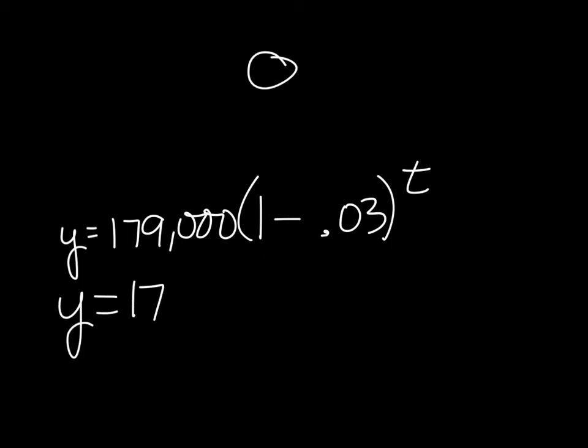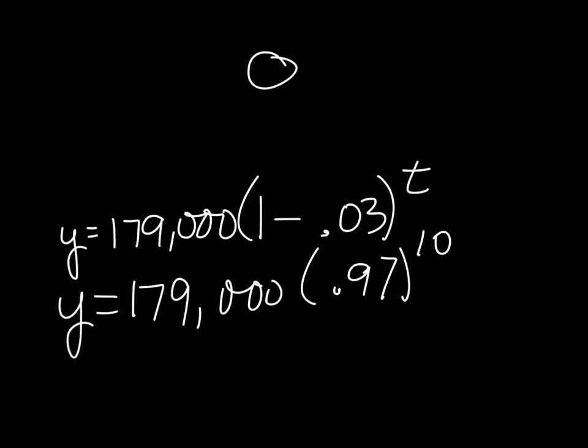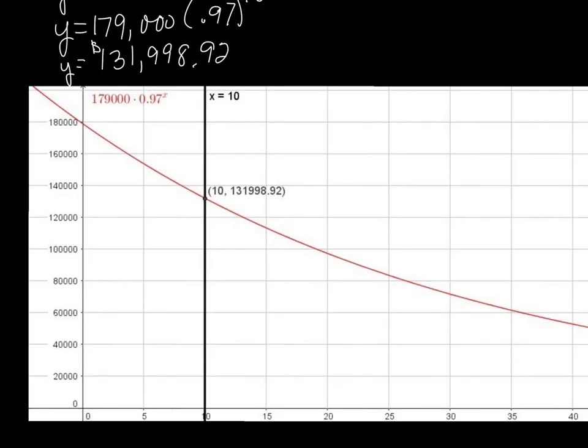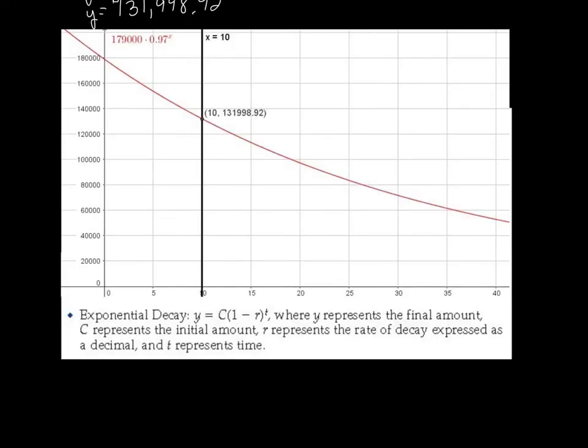Changing 3% to a decimal. And they said 10 years ago. So y equals 179,000 times 0.97 to the 10. Here's a graph that represents that situation.